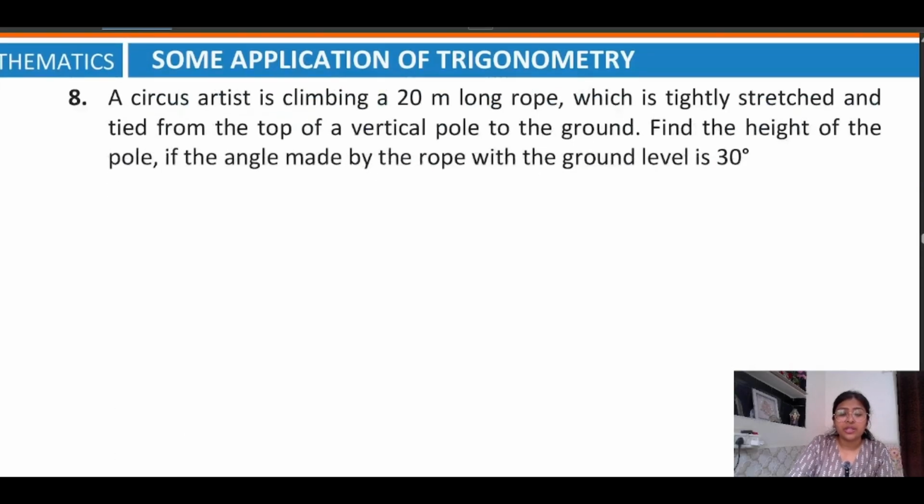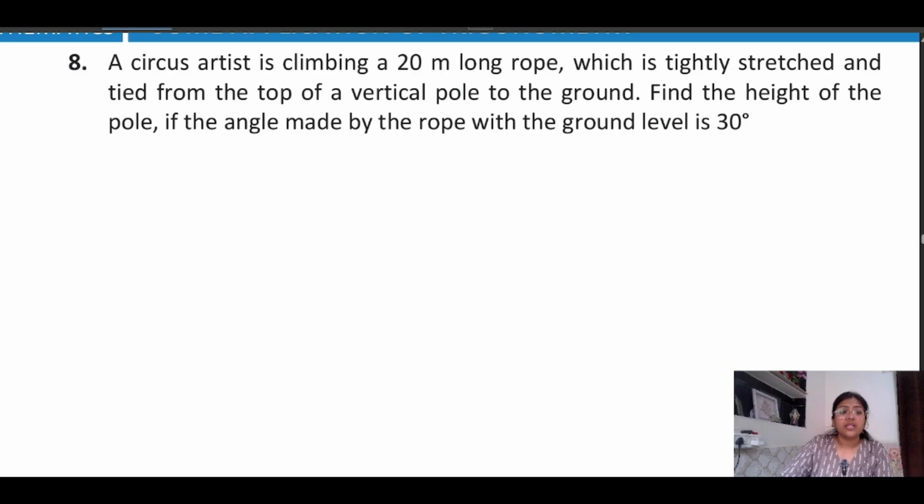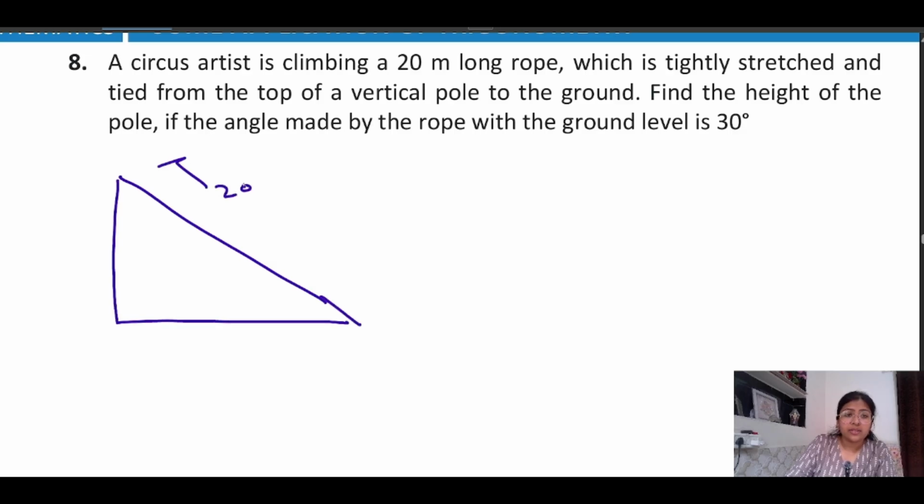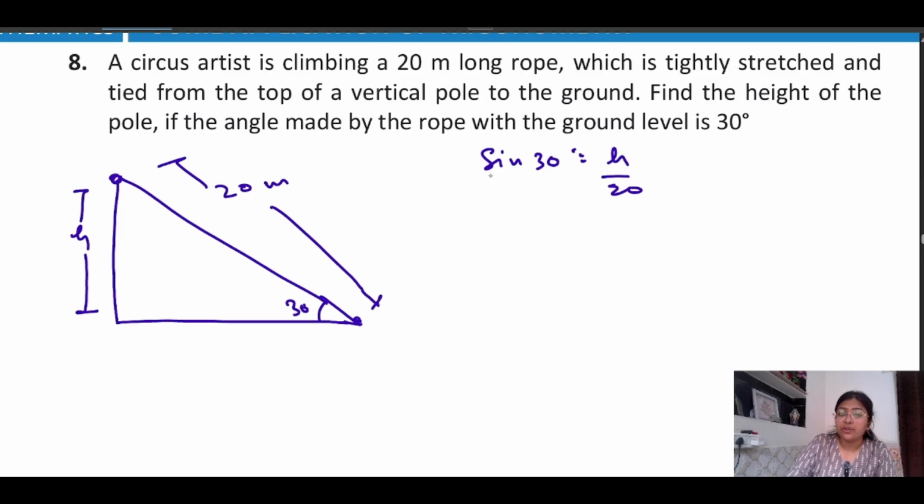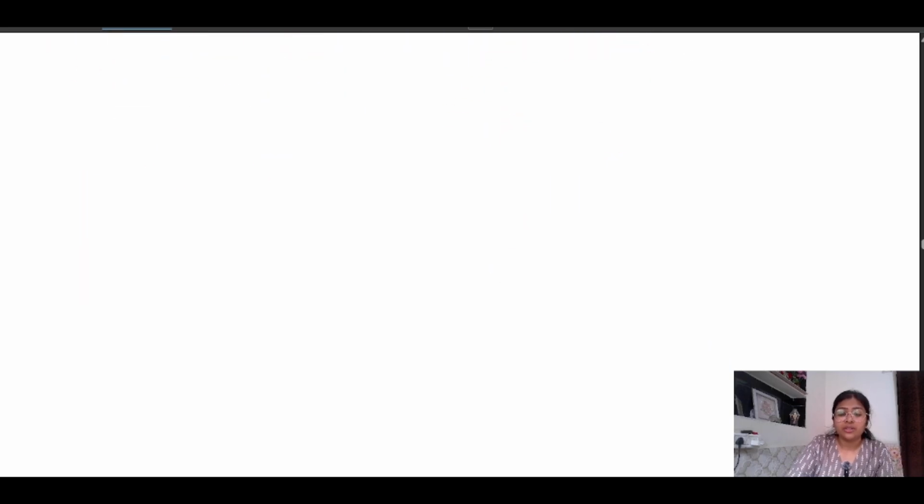Okay, learners, now try the next. A circus artist is climbing a 20-meter long rope which is tightly stretched and tied from the top of a vertical pole to the ground. Find the height of the pole, if the angle made by the rope with the ground is 30 degrees. Okay, which ratio? Yes, sine 30. Sine 30 equals h over 20. The value of sine 30 is half. So the value of h is how much? 10 meters. Okay, let's do another question.